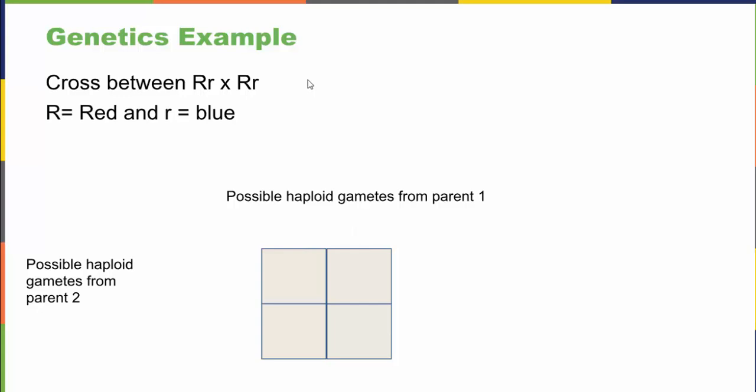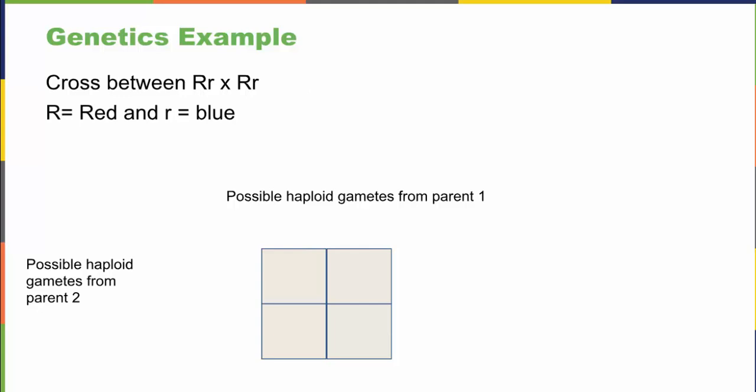Okay, so how Punnett squares work, which we talked about last time, is you're going to put the possible gametes from each parent on one of the sides here. I have listed possible haploid gametes from parent 1 on the top, and the possible gametes from parent 2 on the bottom.